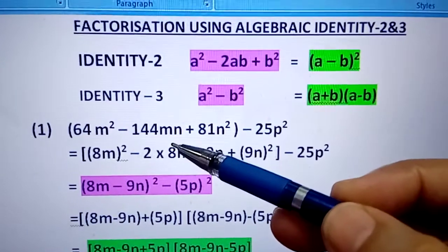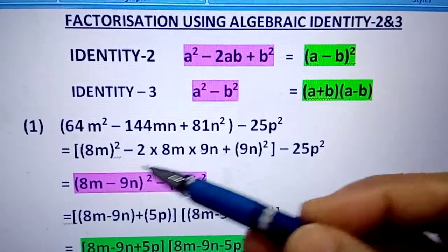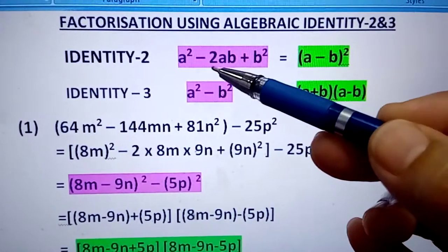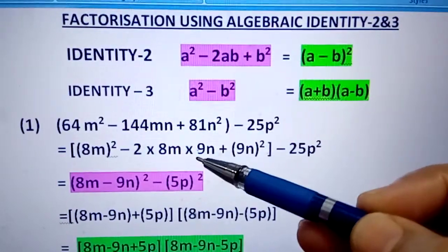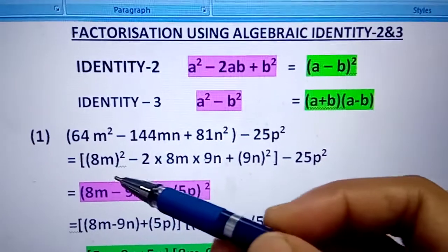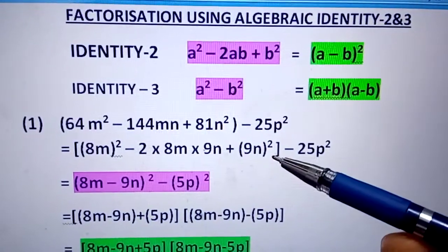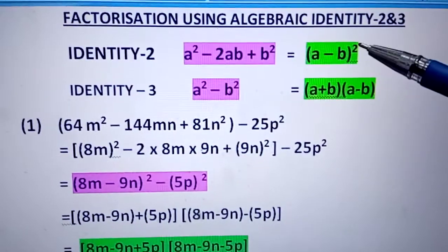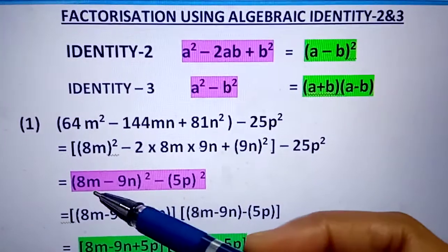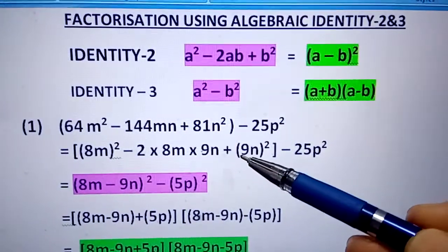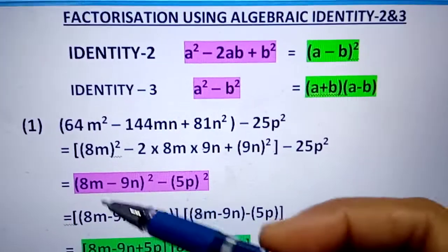Fine. So the first part of the question can easily be written in the form of the LHS of identity 2. So when it has taken the form a square minus 2ab plus b square, then you can write it as (a minus b) whole square. So a is 8m, minus, b is 9n, whole square.